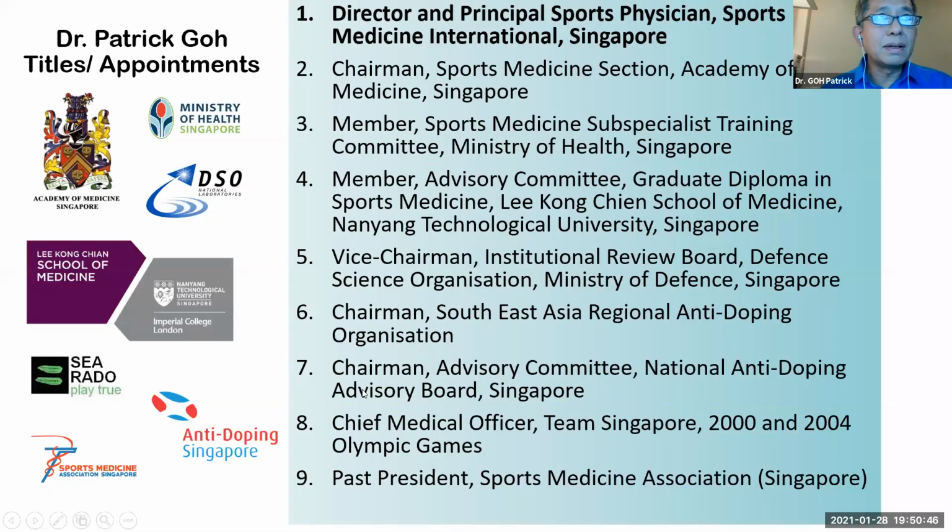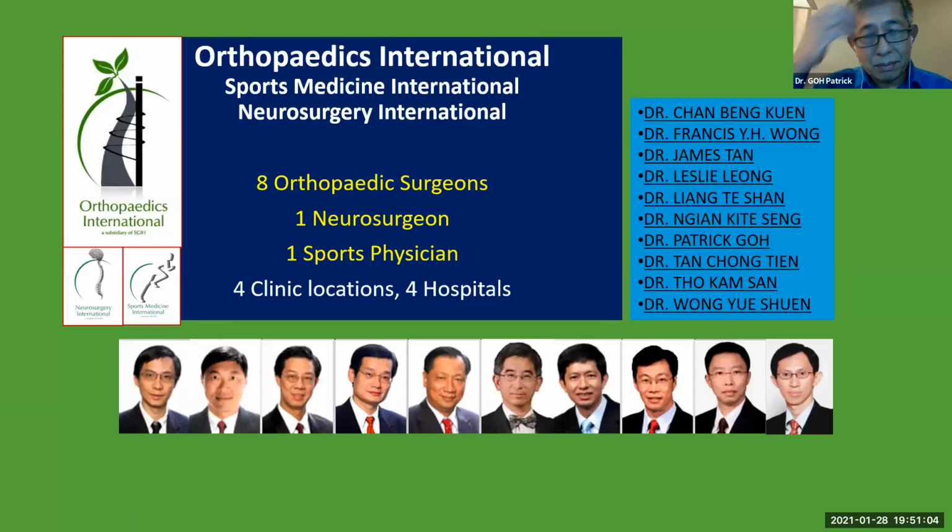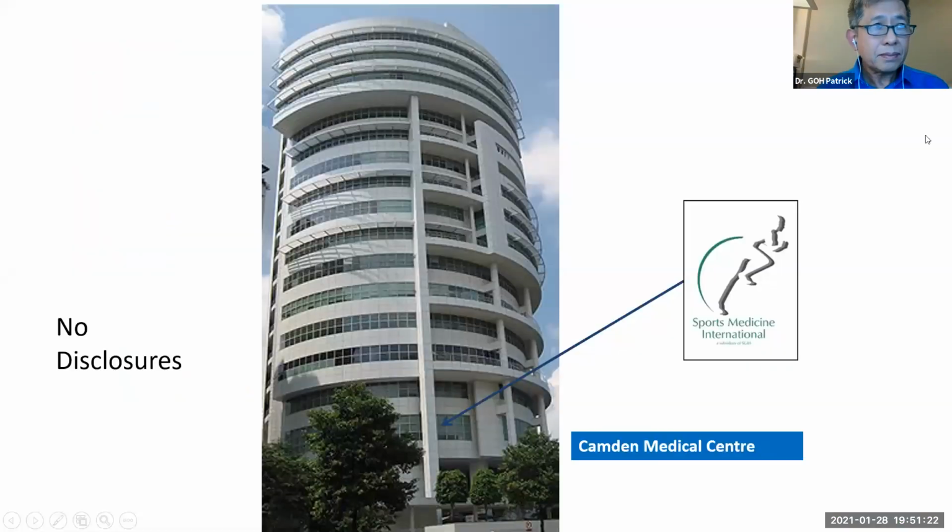Okay, so my full-time job really is as a sports physician. I'm a full-time clinician. I've got a lot of voluntary work. I chair the sports medicine section in the Academy of Medicine and have several other appointments, and these are all voluntary roles. I work with a group of 8 orthopedic surgeons and 1 neurosurgeon, and I'm actually the only non-surgeon in the group. I'm a sports physician. And if you look at the names on the right side of the screen, some of you in Hong Kong may know some of my colleagues.